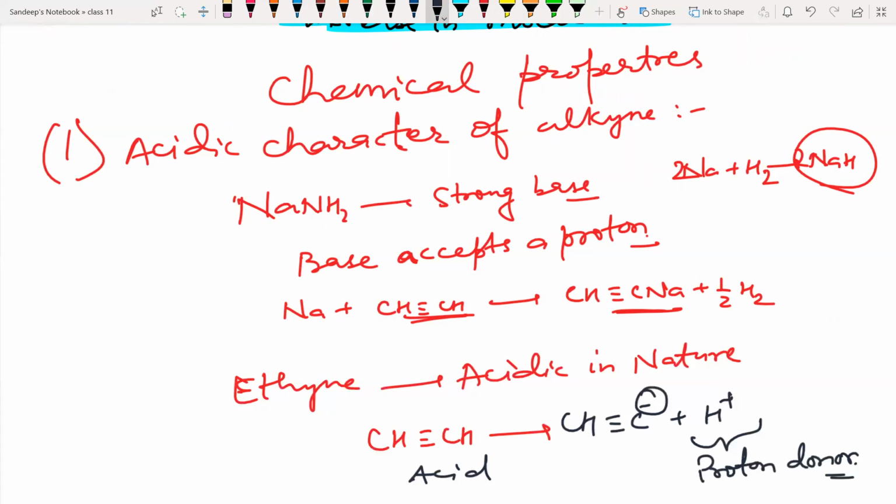So ethyne has sp hybridized carbon. Sp hybridized carbon means 50% s character. 50% s character means electronegativity is more, so it pulls the electron of the proton. So the proton comes out as H plus. It pulls out the electron of hydrogen, so hydrogen comes out as H plus. H plus is called a proton in entire chemistry.